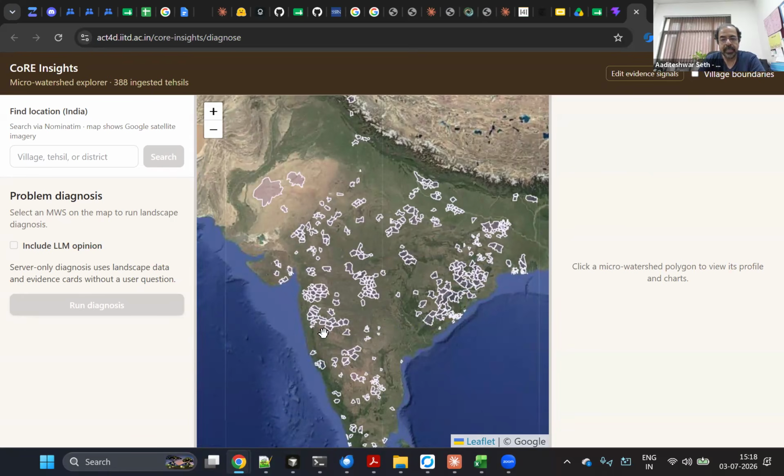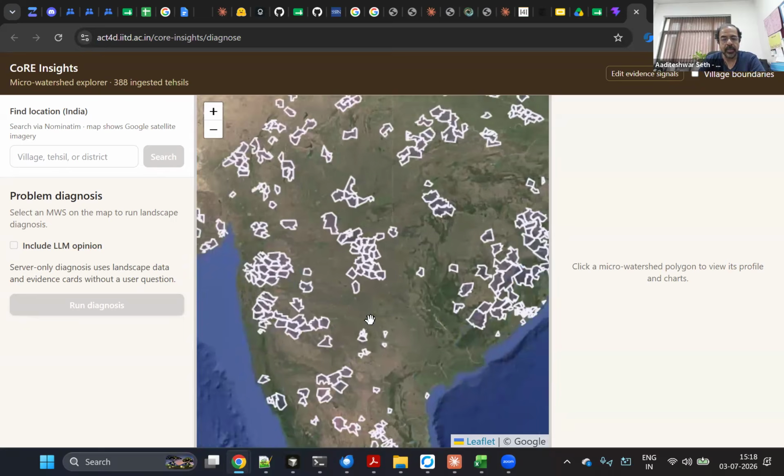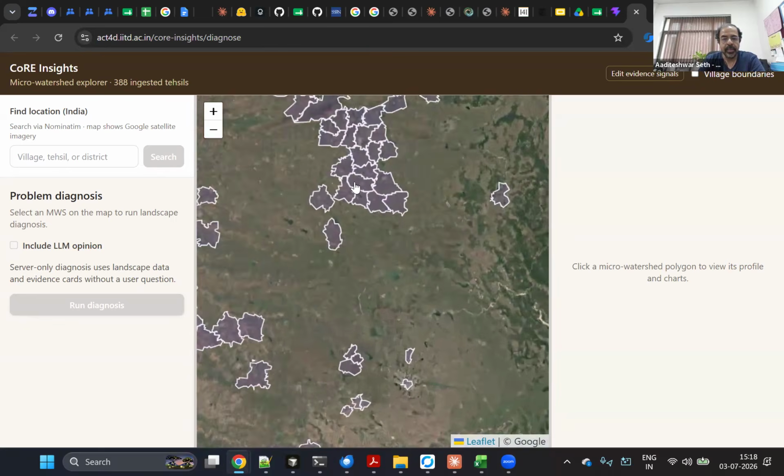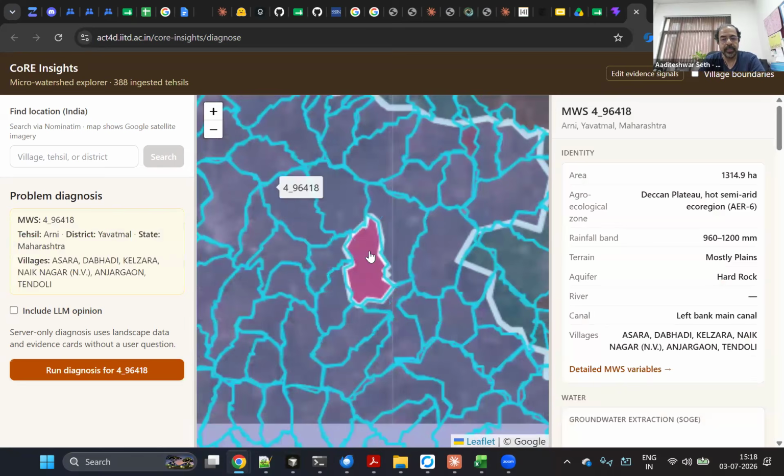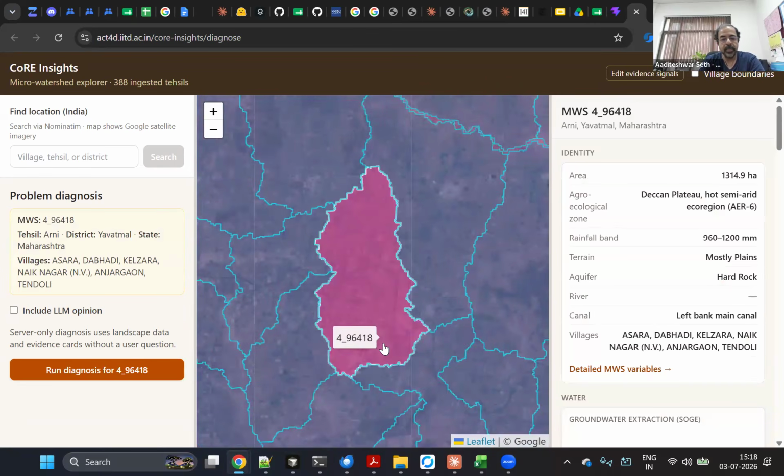So these are the same tehsils that have been populated on the core stack. You can go into any state, district, tehsil, and this is a micro watershed that opens up. Just like we were seeing on Explorer, this micro watershed intersects with these villages. And these are some data sets, some properties that have been populated about the micro watershed. What is the area? What kind of agroecozone does it fall in?